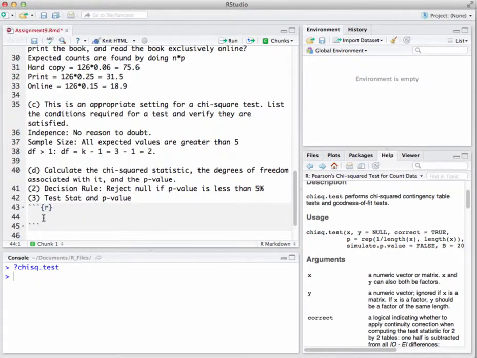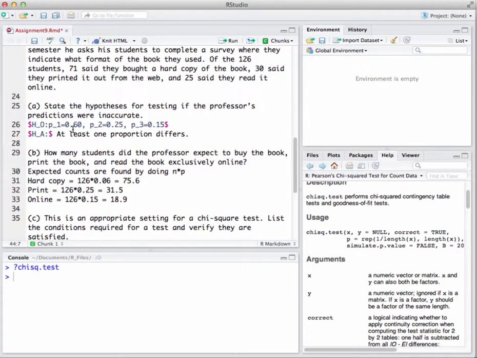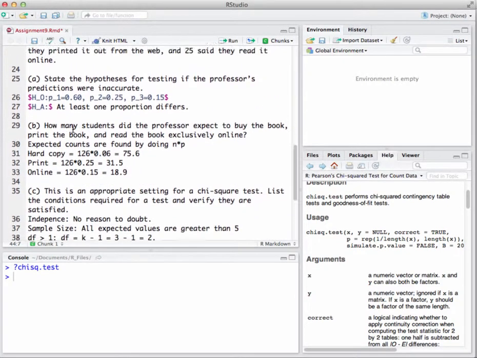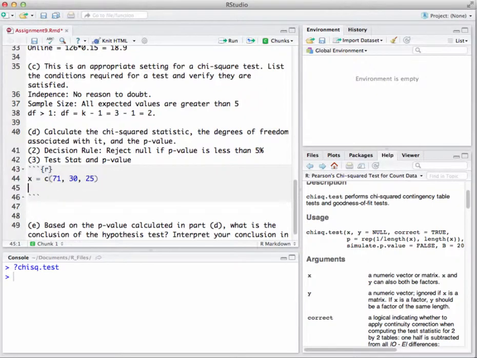So we're going to come in here and go x equals c, and we need to put in the observed counts. So what did the faculty member actually observe? Well, we saw 71, 30, and 25 respectively. So 71, 30, and 25. Those were the number of hard copies, the number printed out, and the number read online.